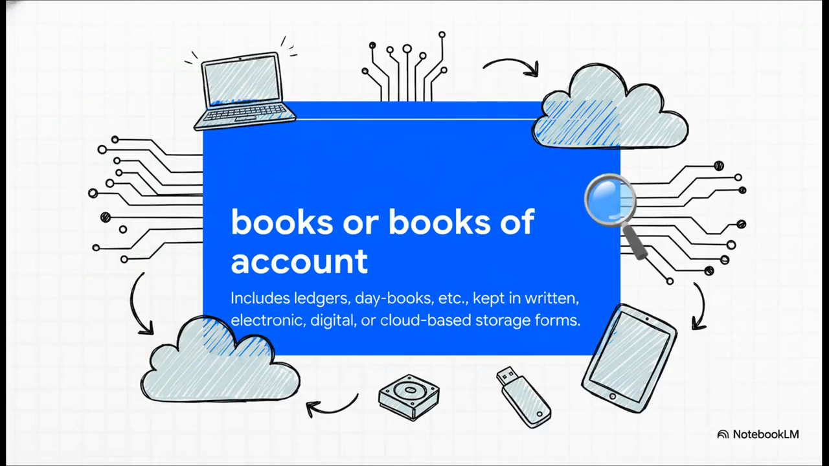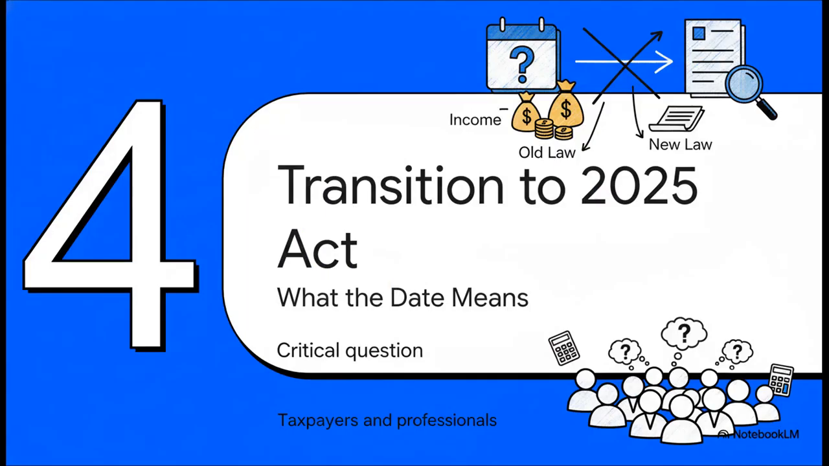And check this out. This is a brilliant example of the Act's modern approach. Just look at the new definition of books of account. It specifically, explicitly includes records kept in electronic form, on cloud-based storage. This is the law finally catching up with how businesses actually work today. It's a huge step forward. So we've got a new law and a start date.